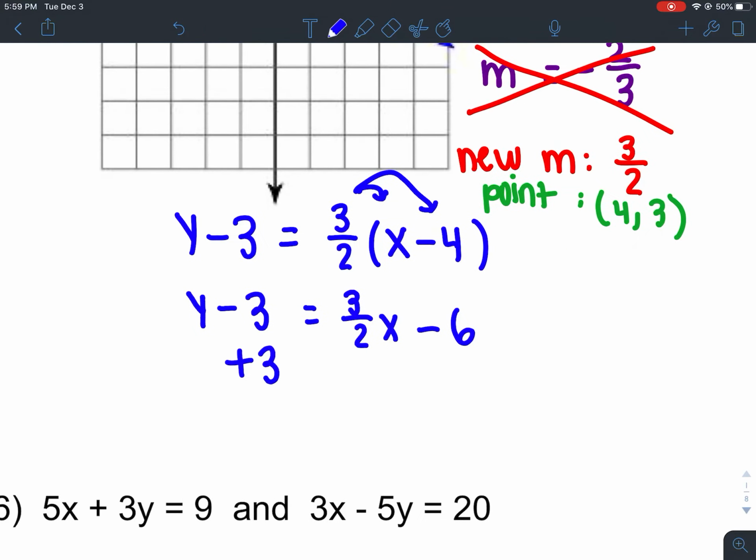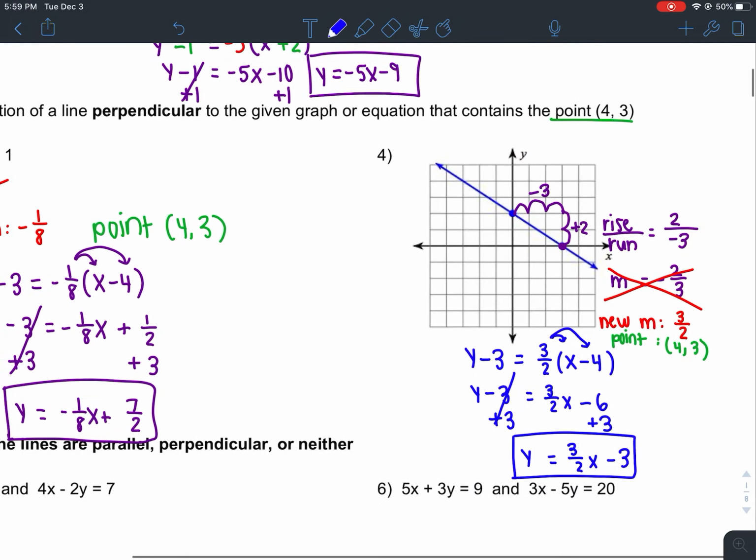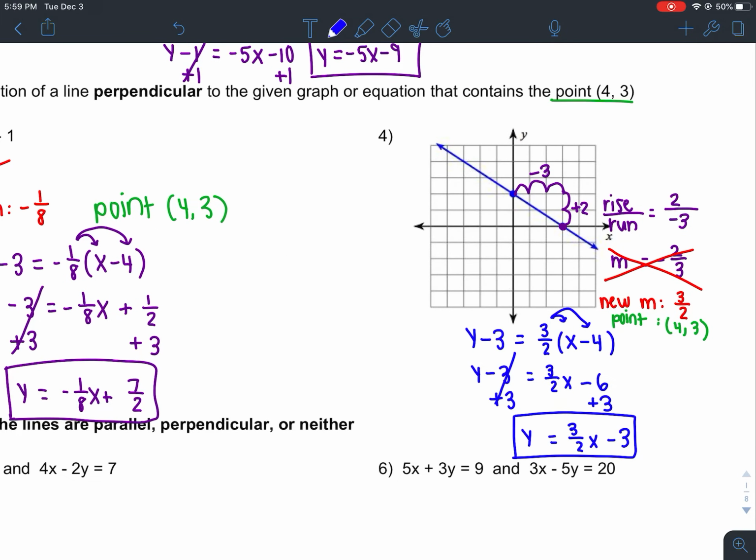3 halves times negative 4 is going to be negative 6. And then I'm going to add 3 to both sides to get y by itself. y equals 3 halves x minus 3. This is the equation of my line that is perpendicular to that original line.